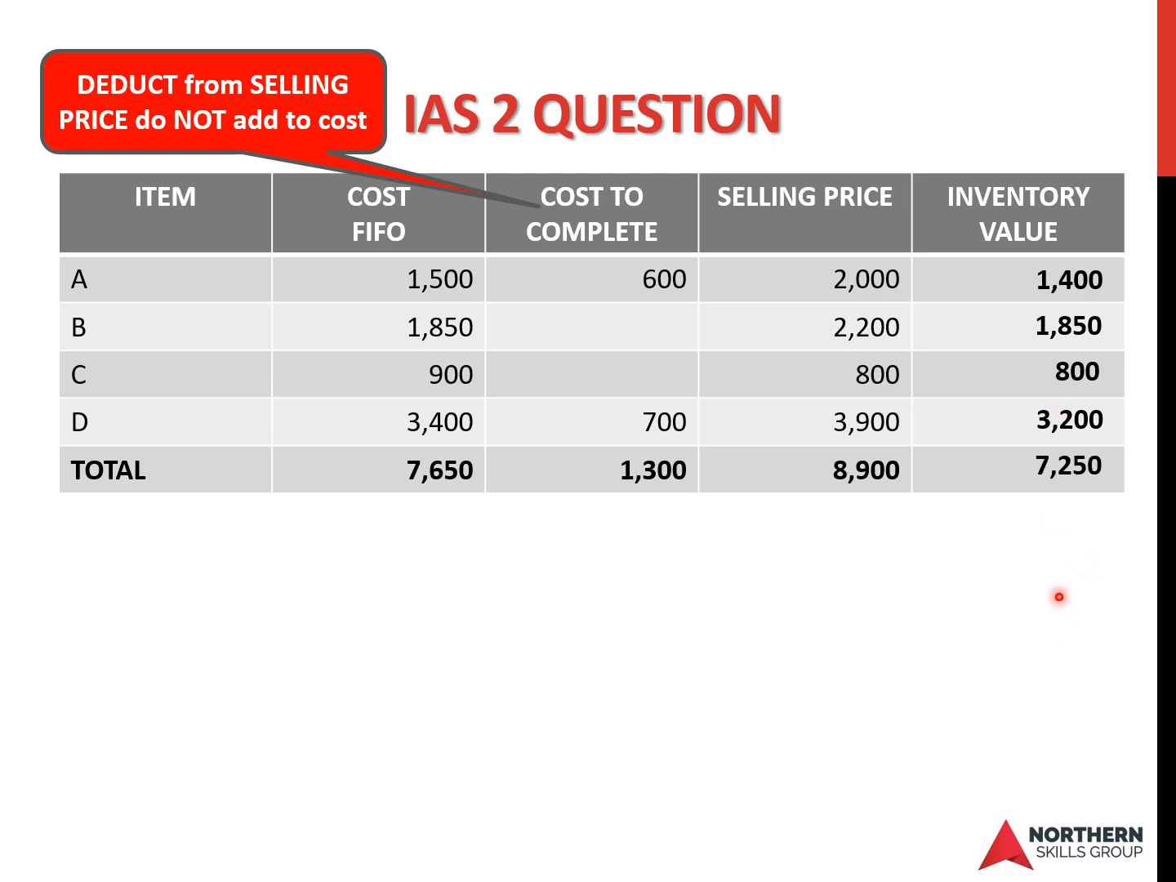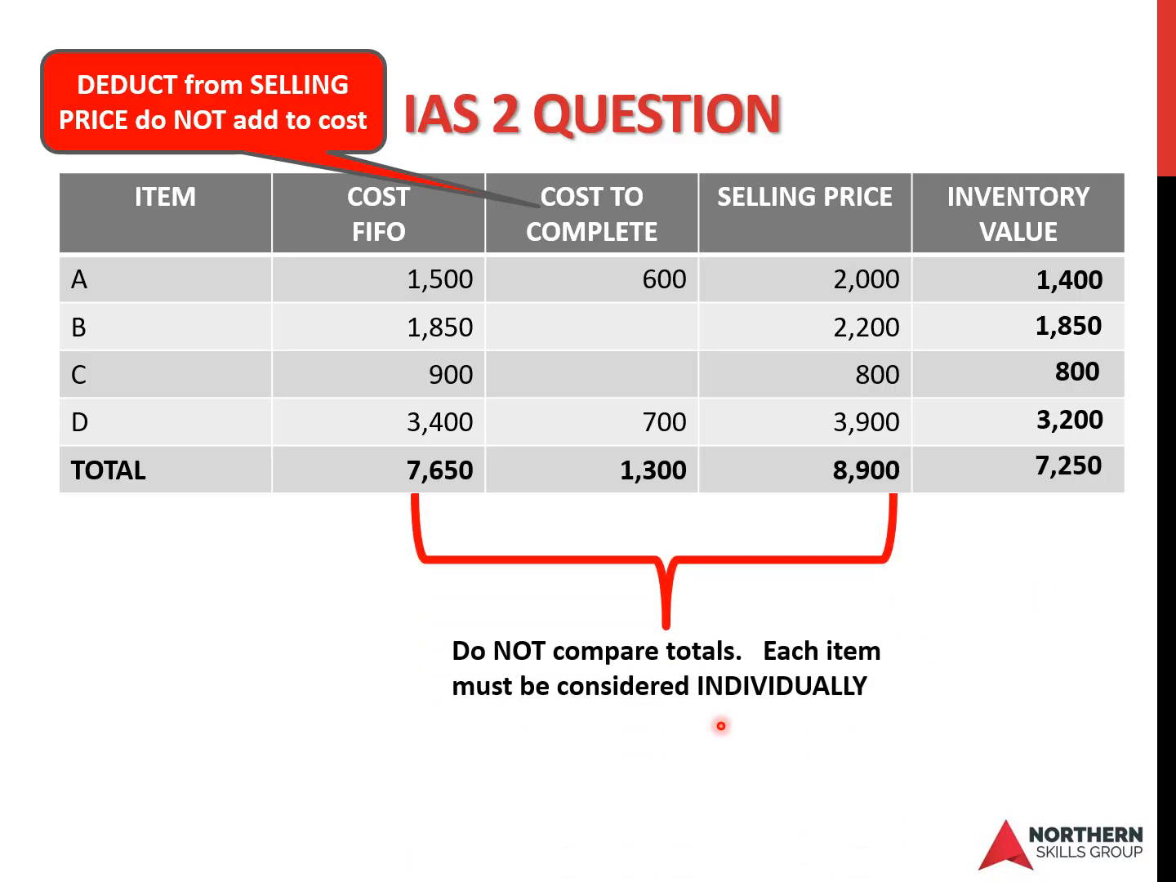That gives us a total inventory cost of 7,250. Don't make the mistake either of comparing just the totals. Don't work out the cost figure and the net realisable value figure, if you like, for the total, which would be 7,600. Don't use the totals. We have to work out each value separately to arrive at the IAS 2 figure. So hopefully you're okay with that calculation, which is very likely to crop up as part of task 5.